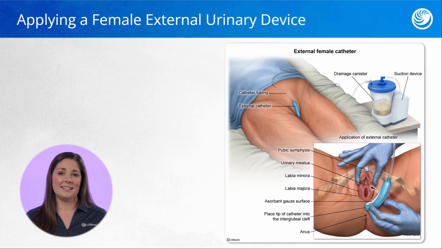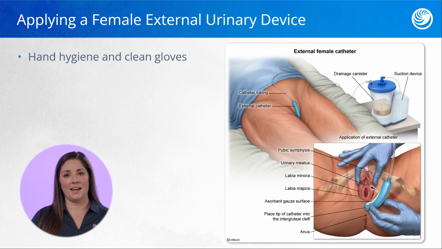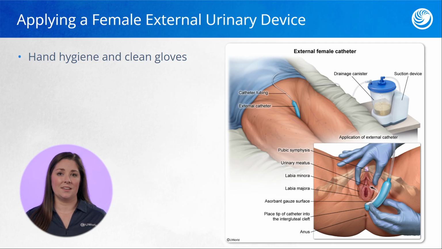Before performing any type of procedure or skill, the nurse needs to implement basic safety guidelines. These guidelines include properly identifying the client, checking for allergies, explaining the purpose and what the client can expect during the performance of this procedure or skill. So for our first step, we are going to implement one of our basic safety guidelines, and that includes proper hand hygiene and applying new clean gloves. This is an aseptic technique rather than a sterile technique. The nurse may then apply the external urinary device.